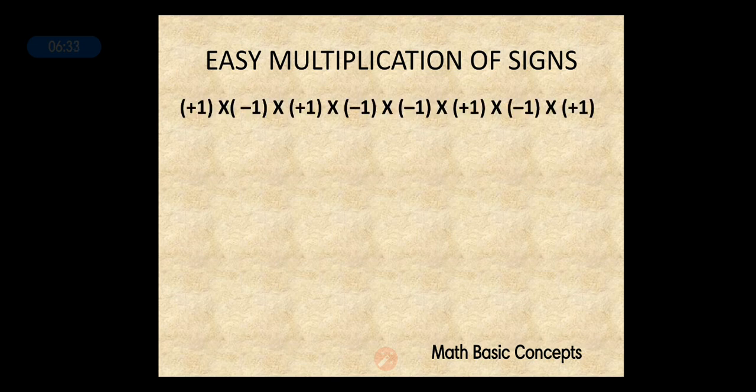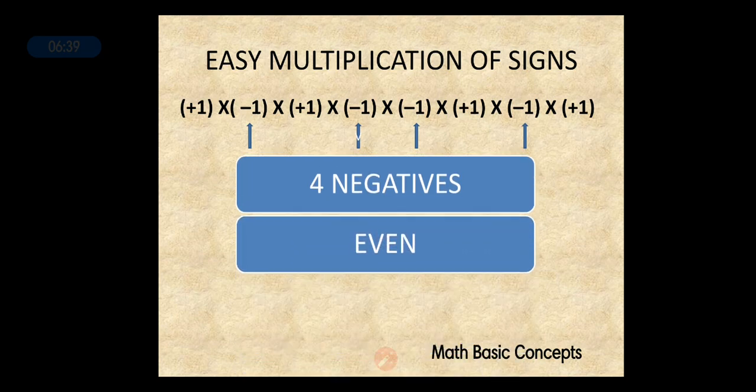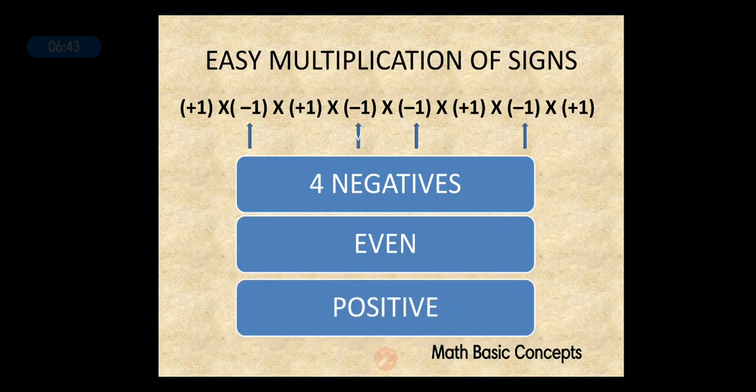Now let's take this one. Here we have 4 negatives. Now 4 is an even number. So if we get an even number, the answer will always be positive. That's why we get the answer positive 1. So remember, if an even number of negatives are there, the answer will be positive. If an odd number of negatives are there, the answer will be negative.